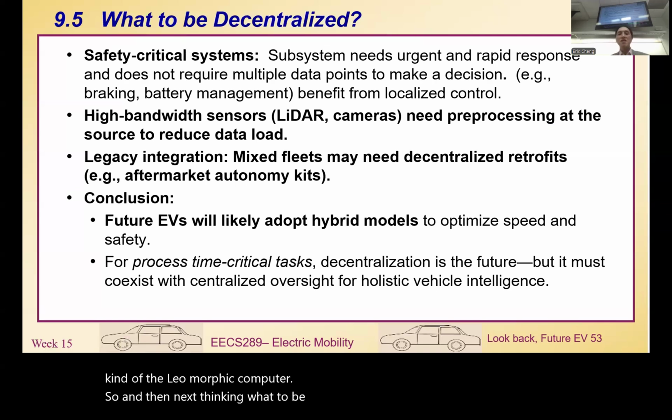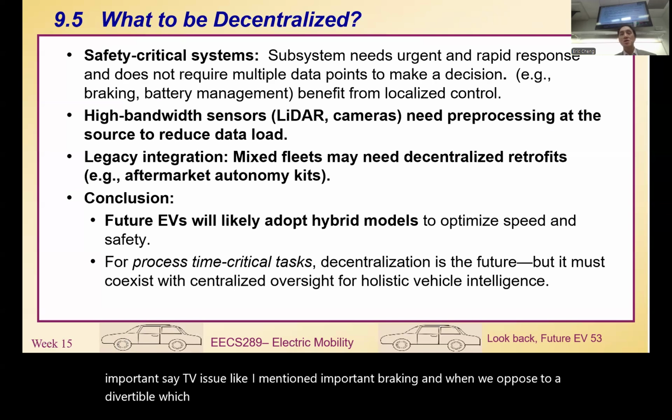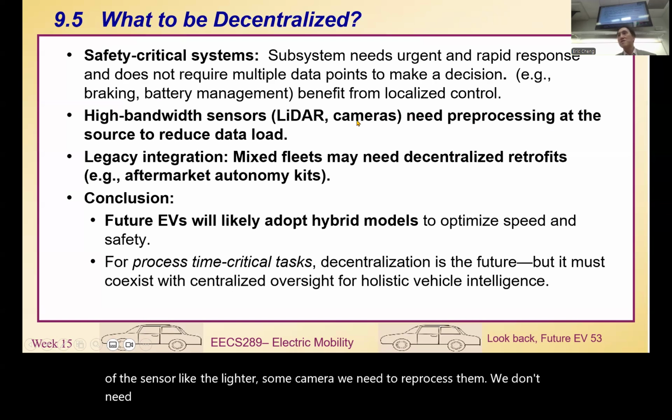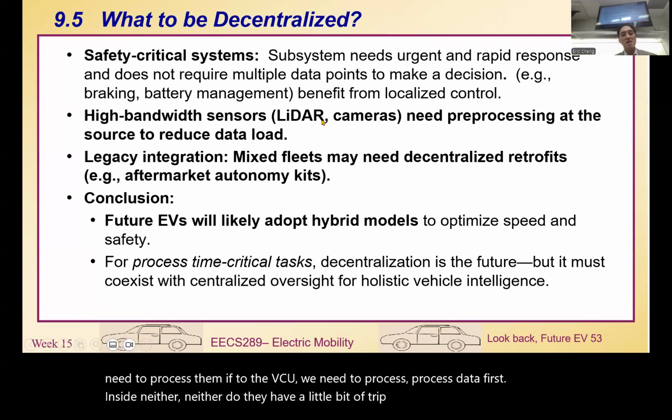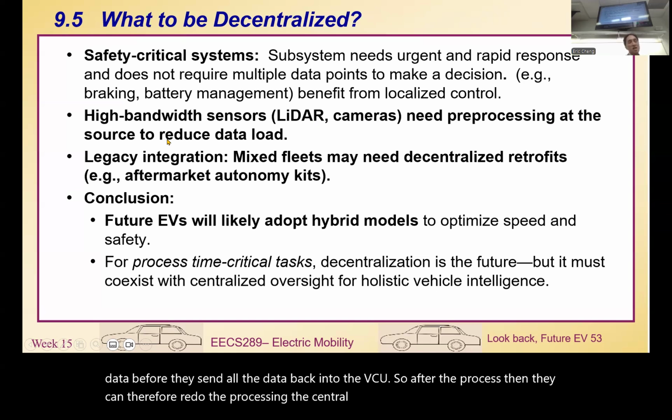And then, next, what should be decentralized? Of course, something really important for safety, like the braking I mentioned. And when we approach a diverted road, which way to go, we need to make a quick decision. Also some sensors, like the LiDAR and some cameras, we need to preprocess. We don't need to send everything to the VCU. We need to process data first inside the LiDAR. LiDAR today has a little chip inside. It can process the data before sending it back to the VCU. After processing, you can reduce the load on the central computer and reduce the data management.